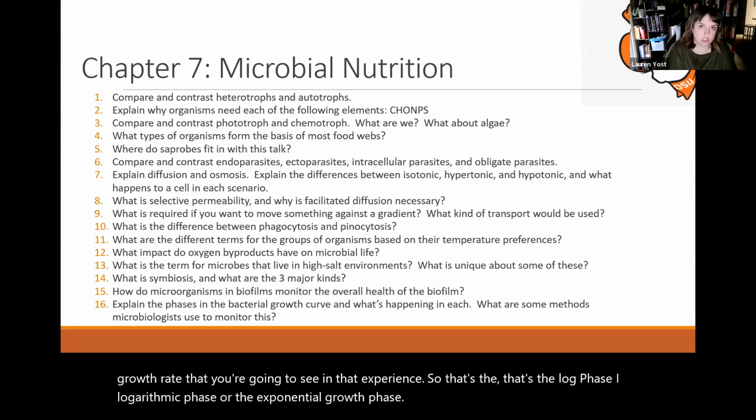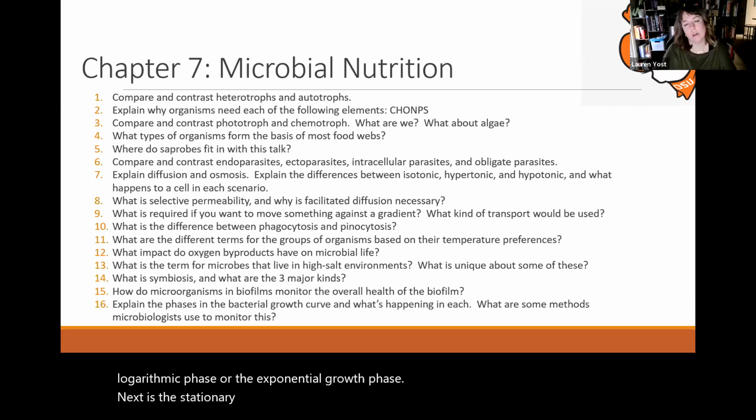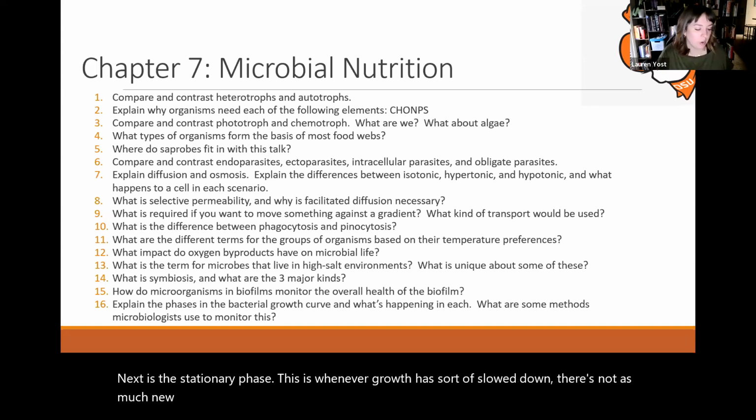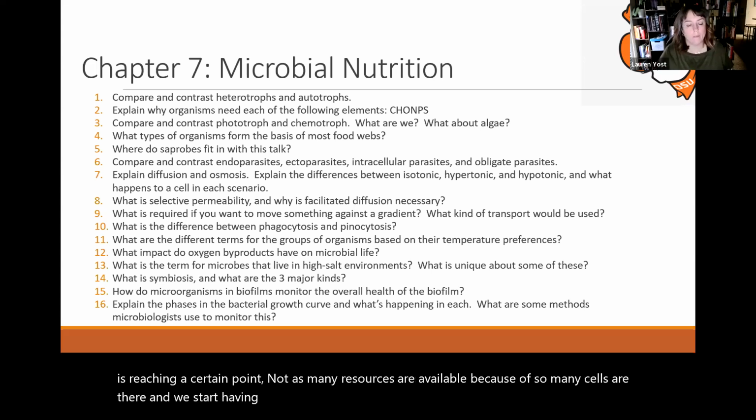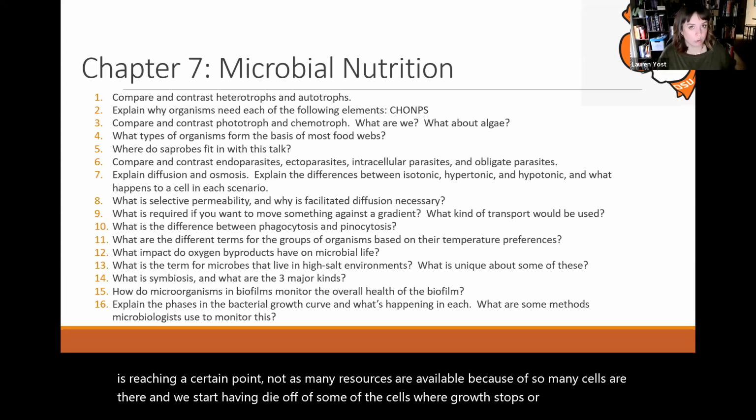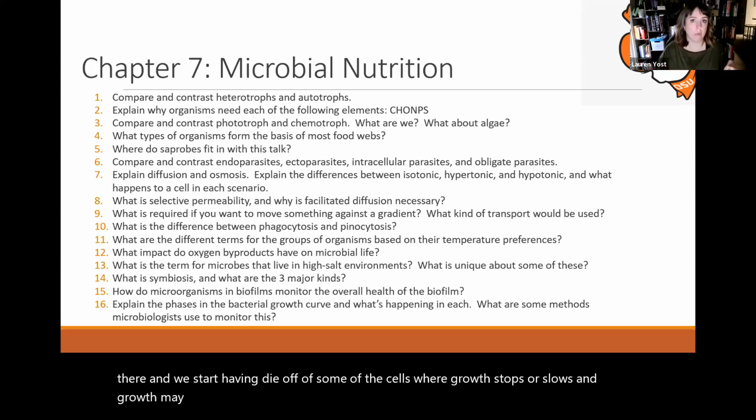Next is the stationary phase. This is whenever growth has sort of slowed down. There's not as much new stuff available. We don't need to make as many new cells because the population is reaching a certain point. Not as many resources are available because so many cells are there. We start having die-off of some of the cells, where growth stops or slows, and growth may equal death at that point. So we have a plateau in the population.